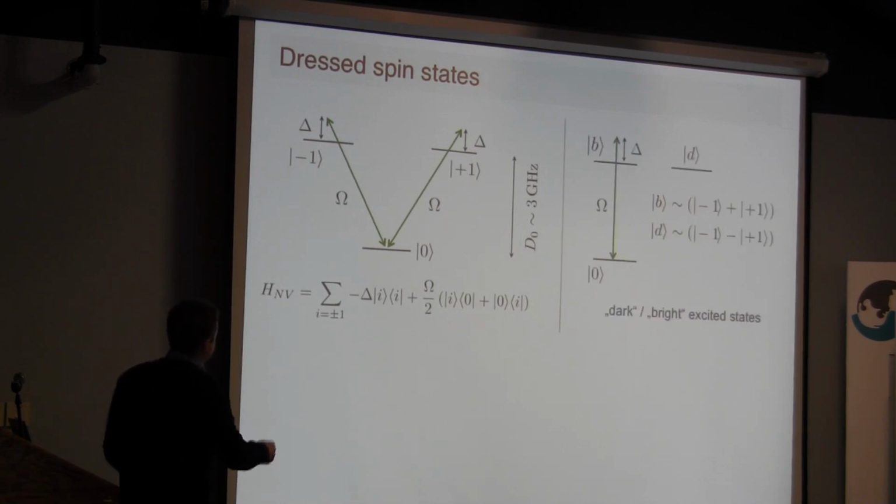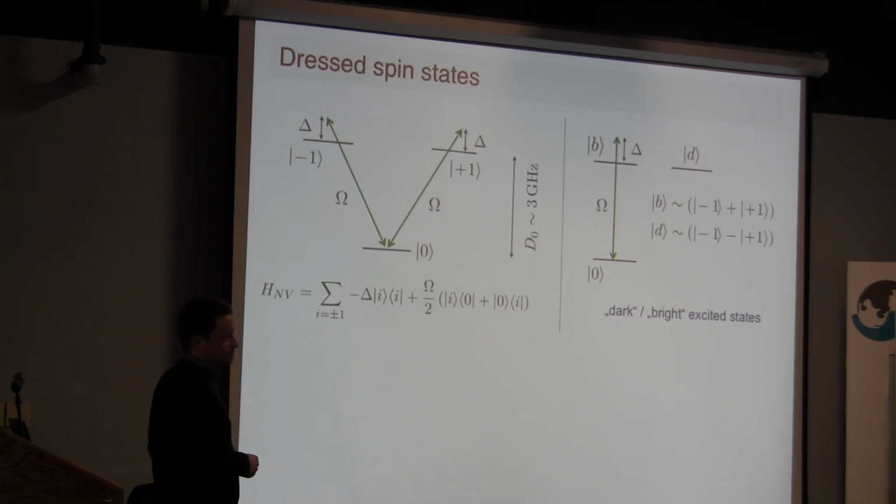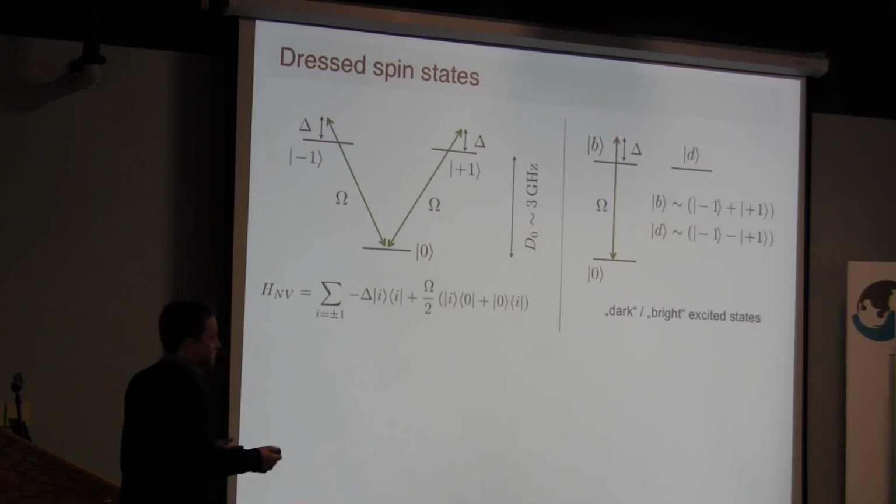The thing about this level structure is that the ground state is coupled only to the symmetric superposition of these two states, which I call here B, the bright state. So this state is excited. And then there's the other superposition, the minus one minus plus, which is simply decoupled by this Hamiltonian. So this is the basic structure: you have two states, ground and this bright superposition, which are coupled by the microwave field, and there's this other dark state which is decoupled.